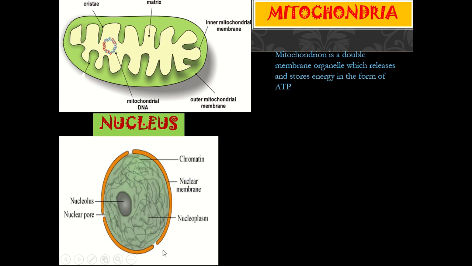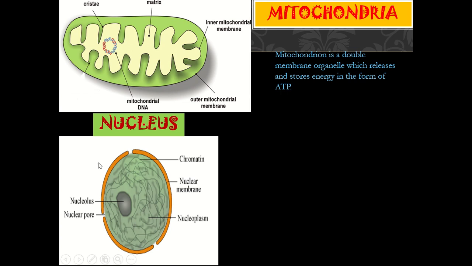Why are these pores present? They are present to establish communication between nucleoplasm and cytoplasm. Why is it required? Because any important organelle or substance which is required in the cytoplasm or nucleoplasm should be transported. For example, ribosome is synthesized in the nucleoplasm, nucleolus, but it is required in the cytoplasm. So it should be transported through these nuclear pores.